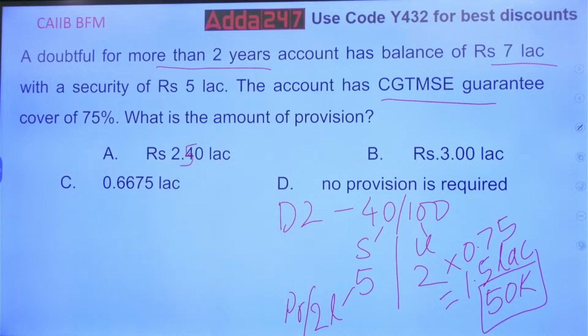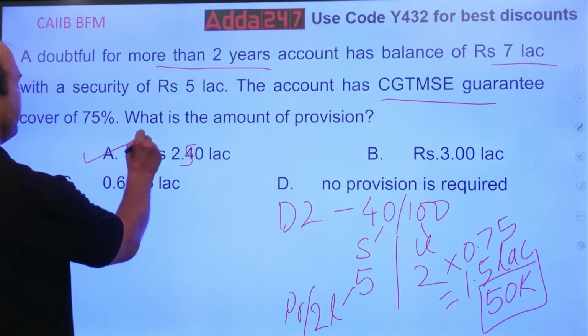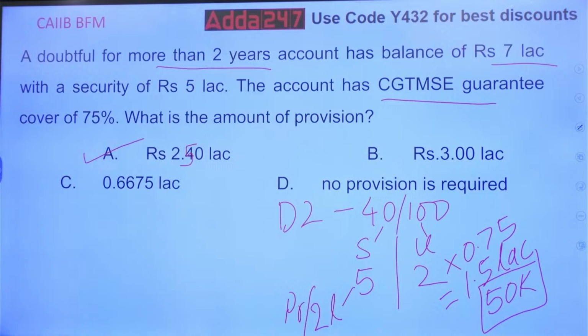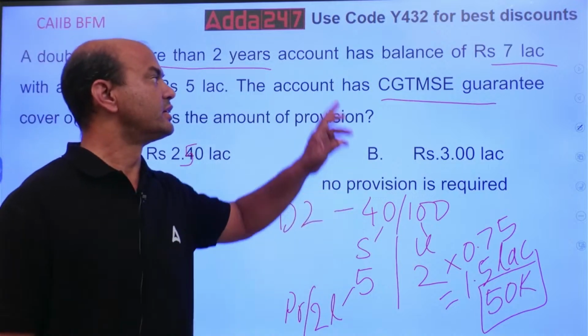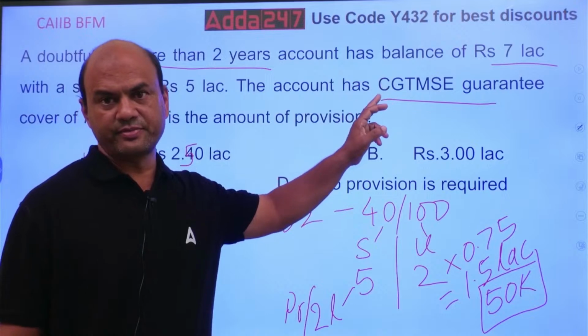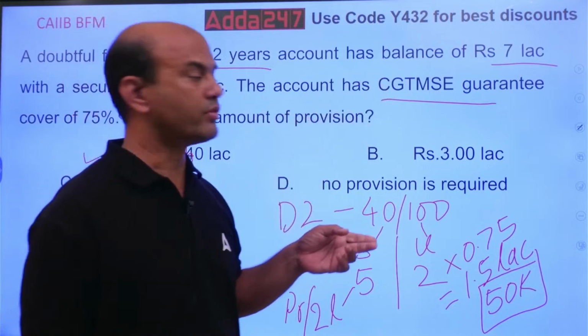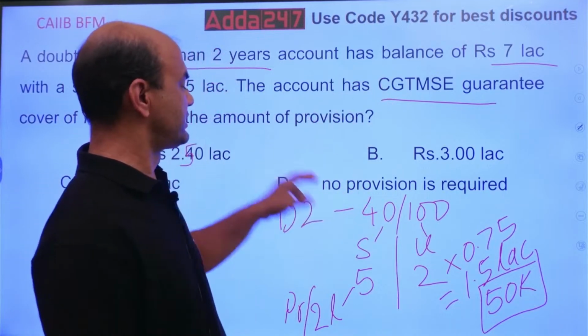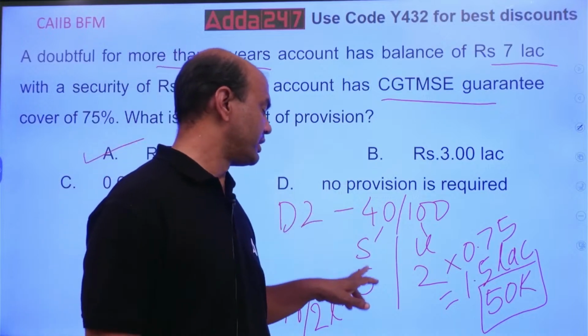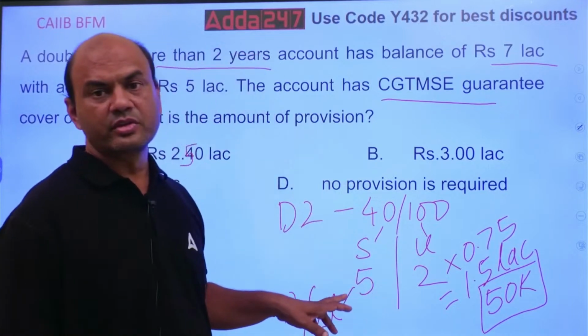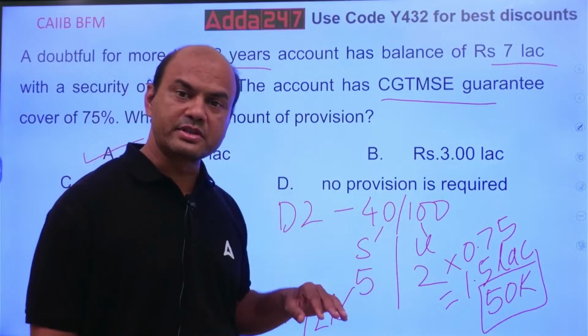So, the answer over here should be 2.5 lakhs, not 4 lakhs. Okay. So, this will be the answer A, 2.5 lakhs. Got it? Always remember, see this, total loan 7 lakhs. Out of the 7 lakhs, what is the secured part? 5 lakhs. So, 5 lakhs is gone. So, in this 5 lakhs, what is the provision?